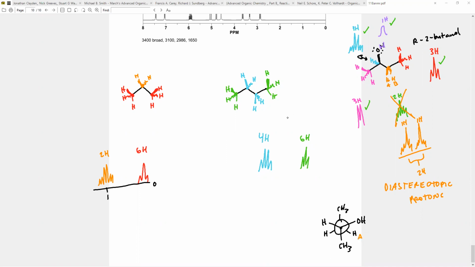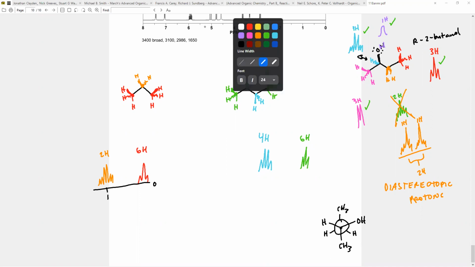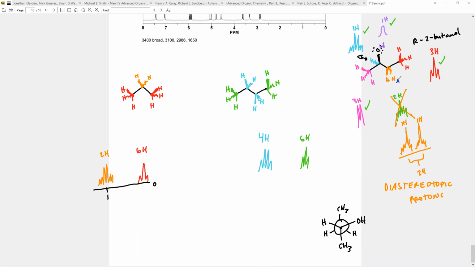Actually, you know what? I know what to do. Let's give these guys different colors. Let's give this guy B with blue and A with green. So A would be here and B would be here.